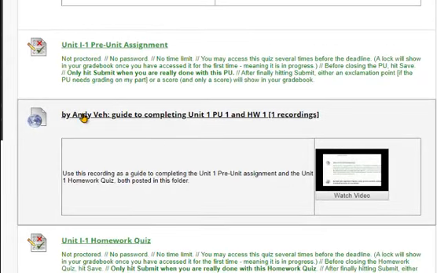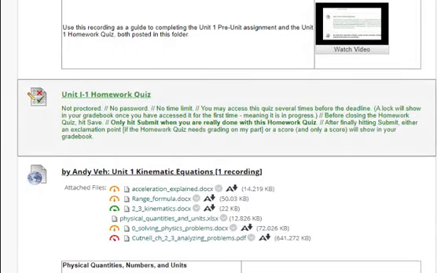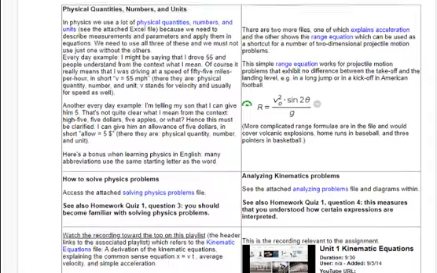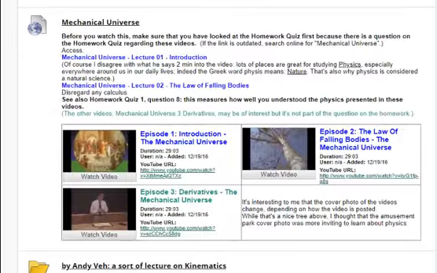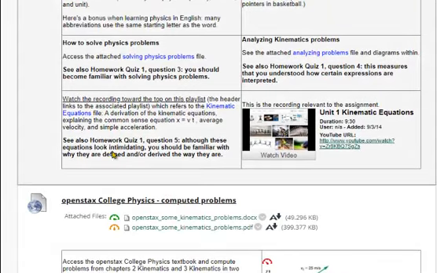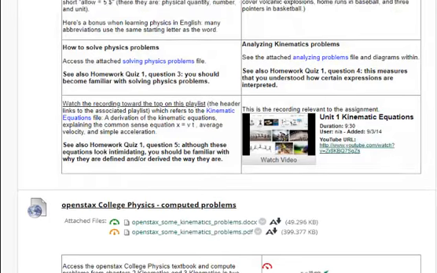Then here is the recording that I'm recording right now, posted. Then here's the homework. And then here are a number of things that are funneling into the homework. I just want to point out here, it says, see also homework quiz 1, question 5. That should be accurate, but maybe that number is just a tiny bit off. Maybe it's question 4. It shouldn't be too hard to figure that out.